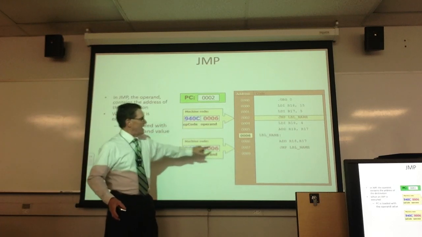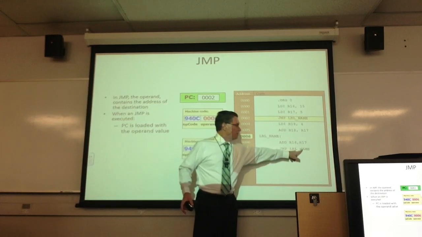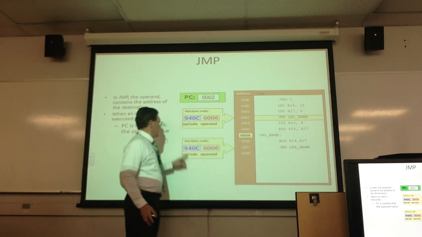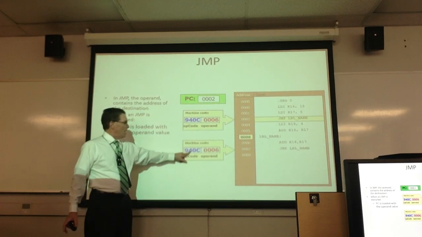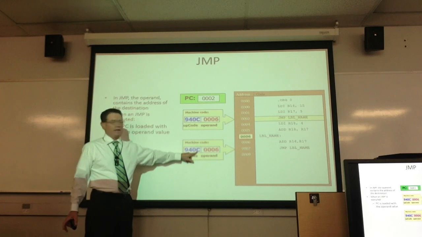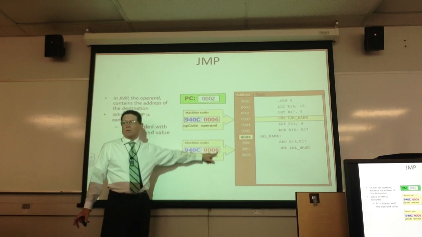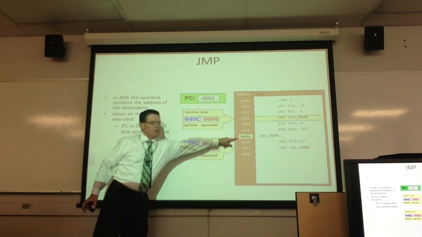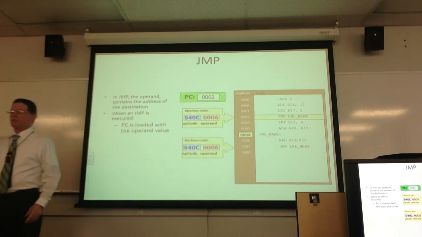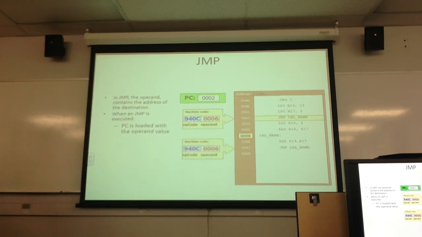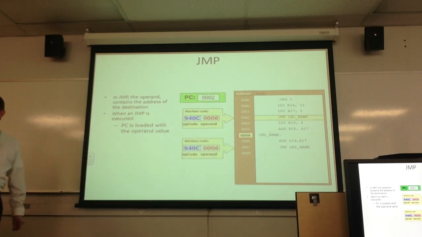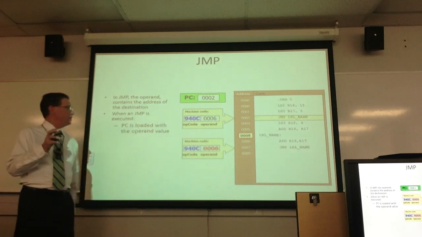Now, if you notice down here, we jump to the label name again. Here's the opcode, 940C. Notice the address of where I'm going to: 0006. Tyler. It would never even run that code. No, it's just an example. That's all I'm trying to illustrate here.